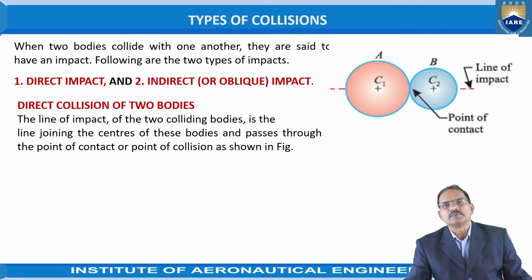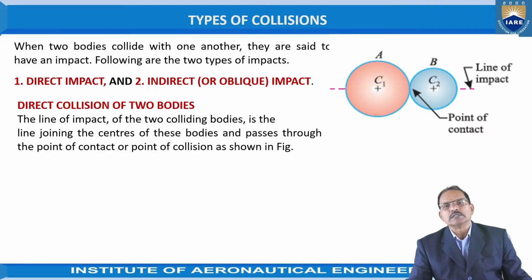Types of collisions. When two bodies collide with each other, they are said to have an impact. There are mainly two types of impact. One is direct impact. The second one is indirect impact, which is also called oblique impact.